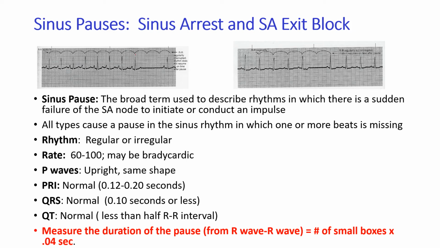So when you measure a pause, you measure from the R to the R, and you count how many small boxes are in between, and you multiply that by 0.04. Same thing, no matter what kind of pause it is, you measure from the R to the R and count how many boxes there are. And I believe in figure 6.8, this one is 1.32 seconds, and in this one it is 1.64 seconds of a pause. So you count how many boxes and then multiply it by 0.04.